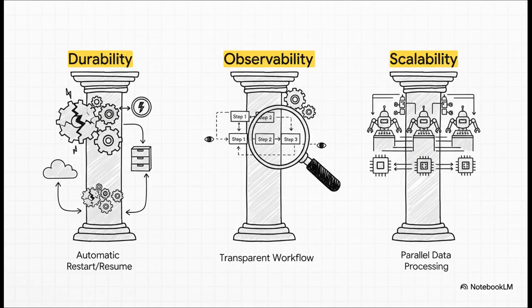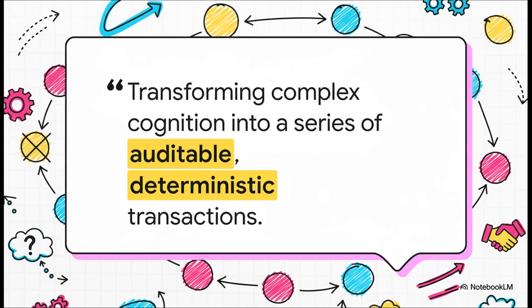Second, observability. How on earth do you debug something this complex? Well, you can literally watch the agent's thinking process step by step. And finally, scalability. Need to speed things up? Easy. You just run multiple specialist nodes in parallel. There's a line from the source material that just sums this up perfectly. It says, "LangGraph transforms complex cognition into a series of auditable, deterministic transactions." What does that really mean? It means it takes the messy, kind of chaotic process of AI thinking and makes it reliable, predictable, and traceable.